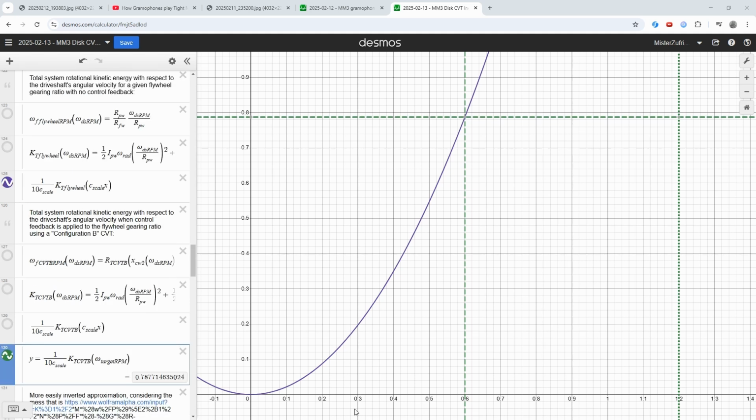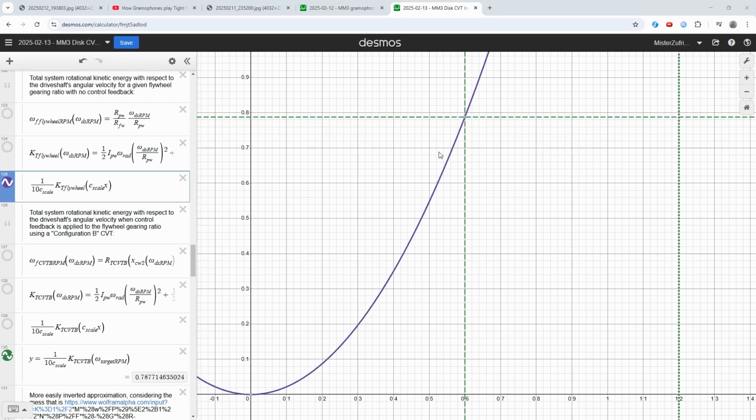The horizontal scale is measured in RPM, but due to limitations with the Desmos graphing calculator, I have set it so that 0.6 represents our target speed of 60 RPM as shown by the vertical dashed green line. For the vertical scale, this is measured in kilojoules, so as with this horizontal dashed green line representing the system's total rotational kinetic energy at the target speed, 0.788 as seen on the right side of this coordinate corresponds with 788 joules.